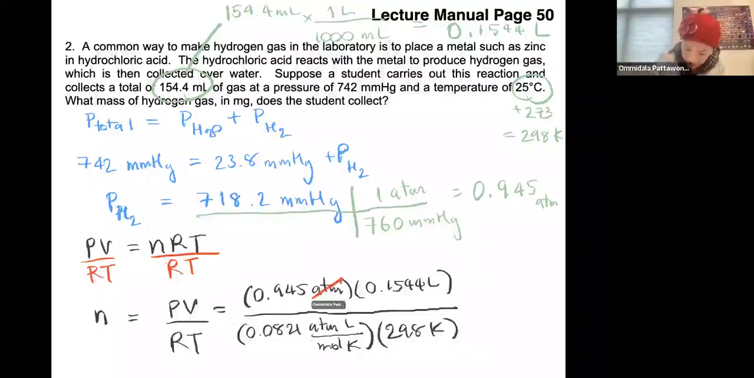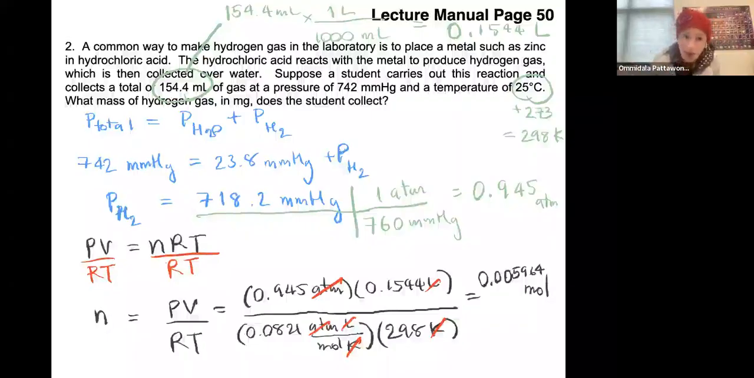So the units should cancel out, right? So atm cancels out, liter cancels out, Kelvin cancels out. So you're going to have per mole, so that mole is going to flip up. Okay, so you're going to get the final answer in mole. If you do this calculation correctly, you should get the value of 0.005964. Okay, so I'm not going to round yet. So this is going to be in mole.